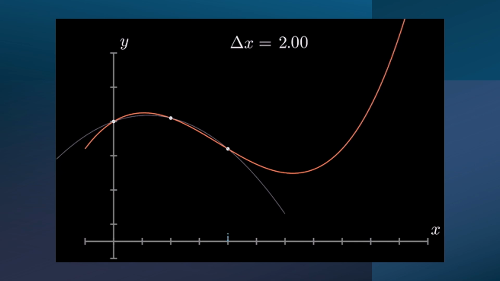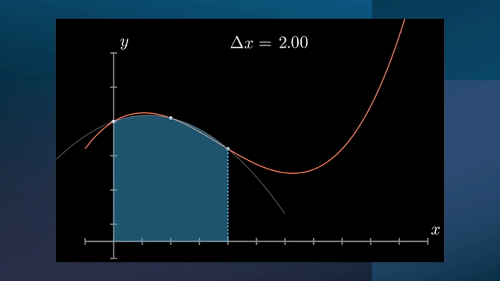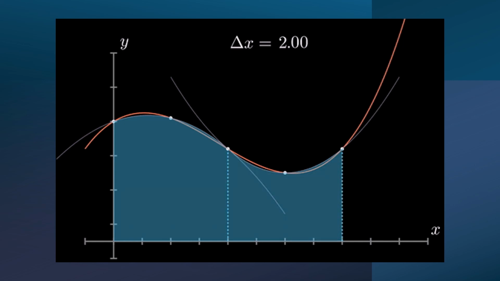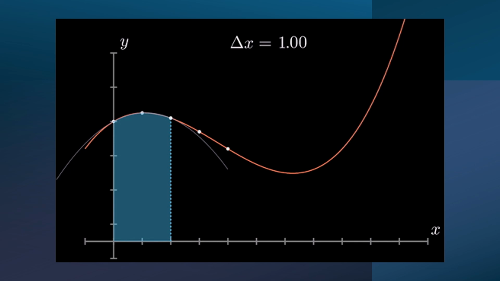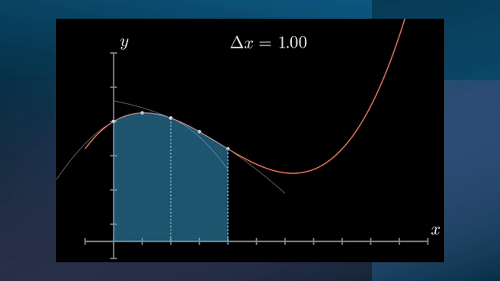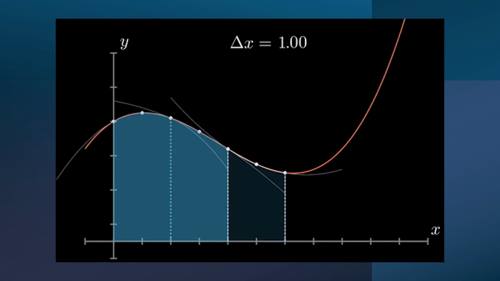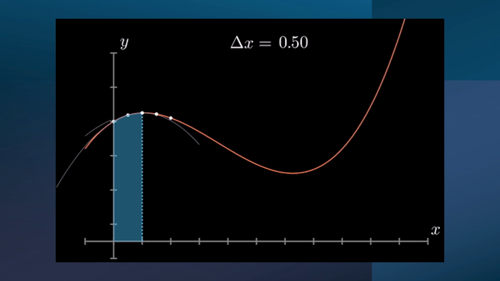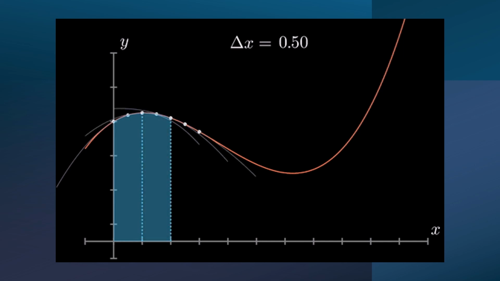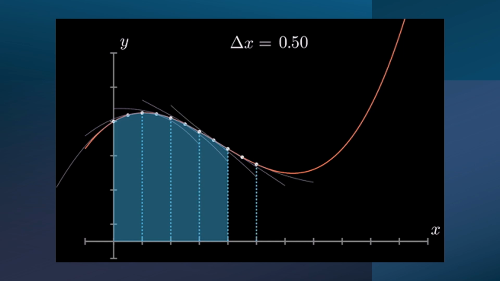As you can see here, the function is being fit to approximating parabolas, and the area underneath those curves is meant to approximate the area under the function itself. These approximations get better and better as delta x decreases, or in other words, as the number of subintervals increases. Note that we need to use equally spaced input points for this method, so delta x is consistent. We'll see why later.